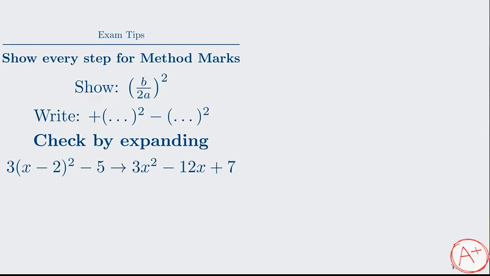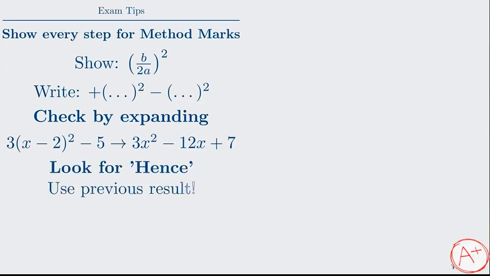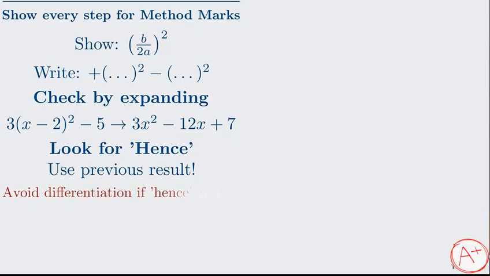In A-level papers, the word hence is a massive clue. If a question asks you to complete the square and then says hence, state the range, you must use your completed square form. Using other methods like differentiation to find the vertex might result in 0 marks for that part, even if your answer is correct, because you didn't follow the instruction to use the previous result.